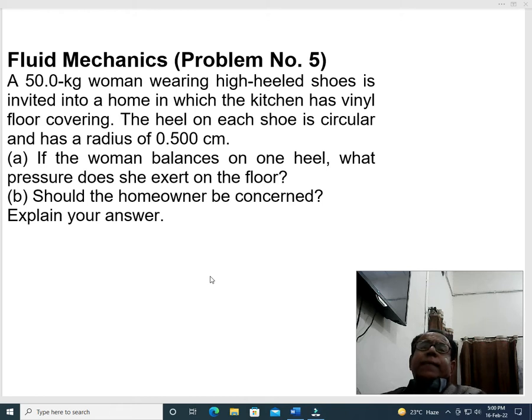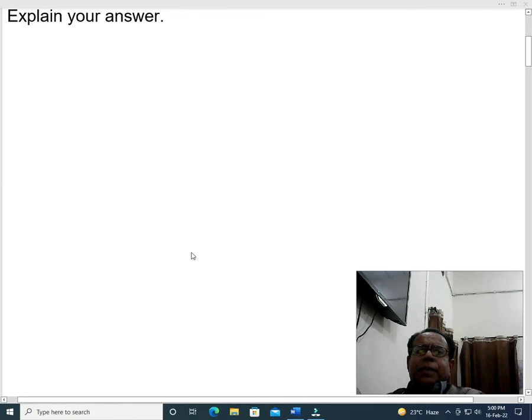Dear students, here one thing is that radius is given in centimeter. We usually follow MKS system, so we must convert this radius in meter, which will become 0.005 meter. Anyhow, we come towards its solution and everything will become clear.